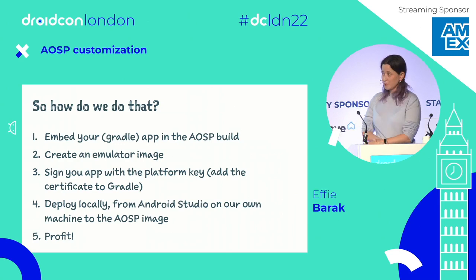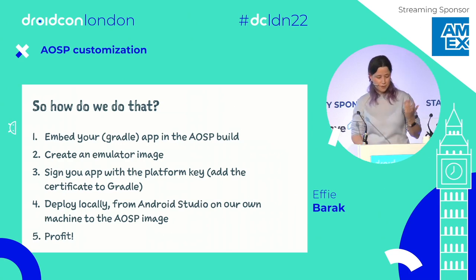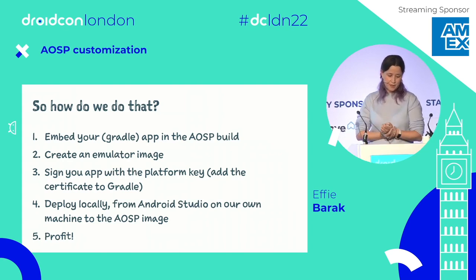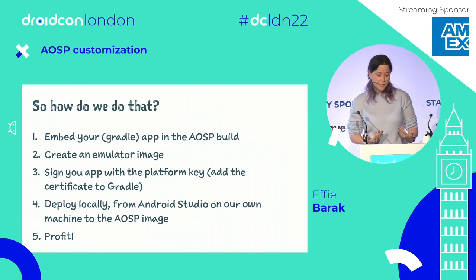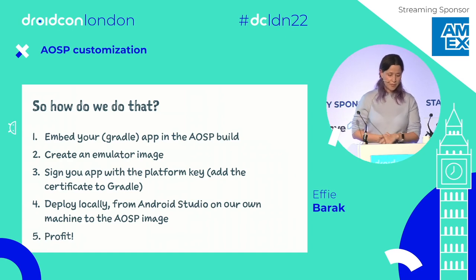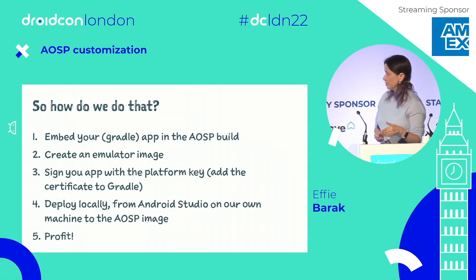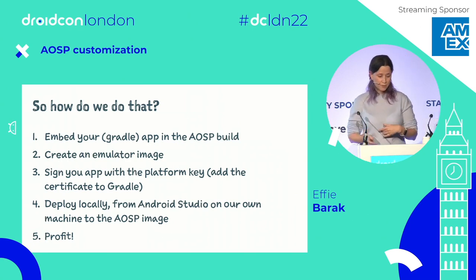And if we want to work the way we normally work, we can take our app and do it in these 5 steps. We can take our Gradle app and put it in the AOSP build, so build AOSP with our app embedded in it as a system app. We can create an emulator image from this build. Then if we sign the app with the same key, both locally in our Gradle app and on AOSP, they will be recognized as being the same app.